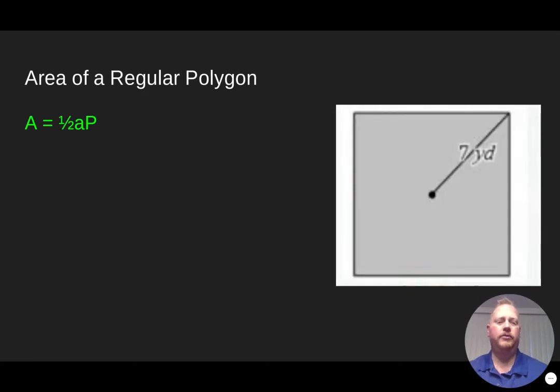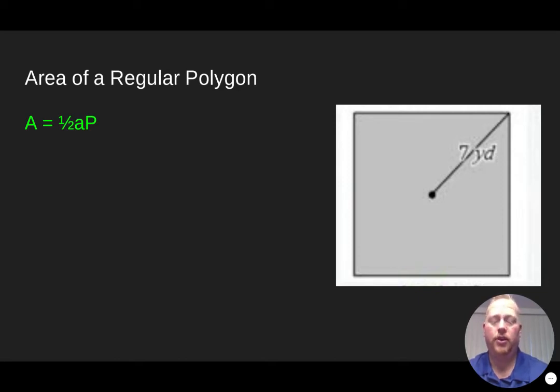Let's try another one. Okay, here we have a square, and we see that the radius is 7. Well, the radius is not the apothem. The radius does not help us get the perimeter. So how are we going to do this? We don't have any information that we need to plug in. Well, much like the last one, we had to use a special right triangle. On this one, we're also going to use a special right triangle.